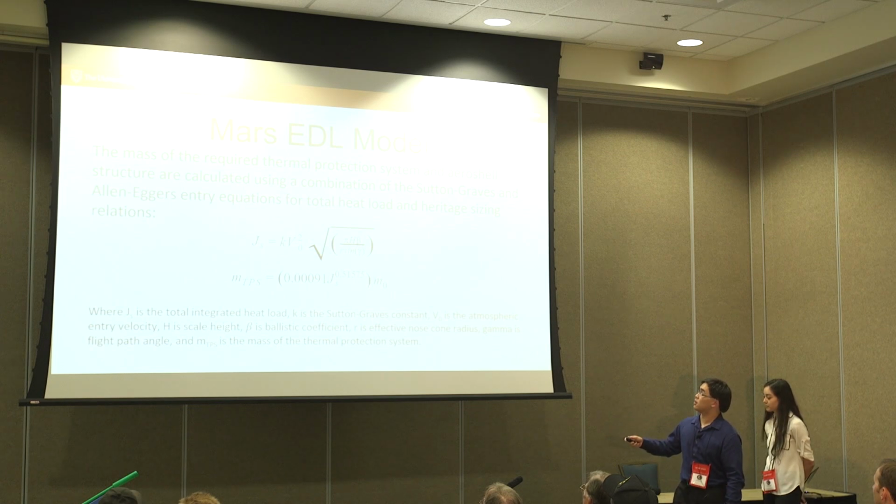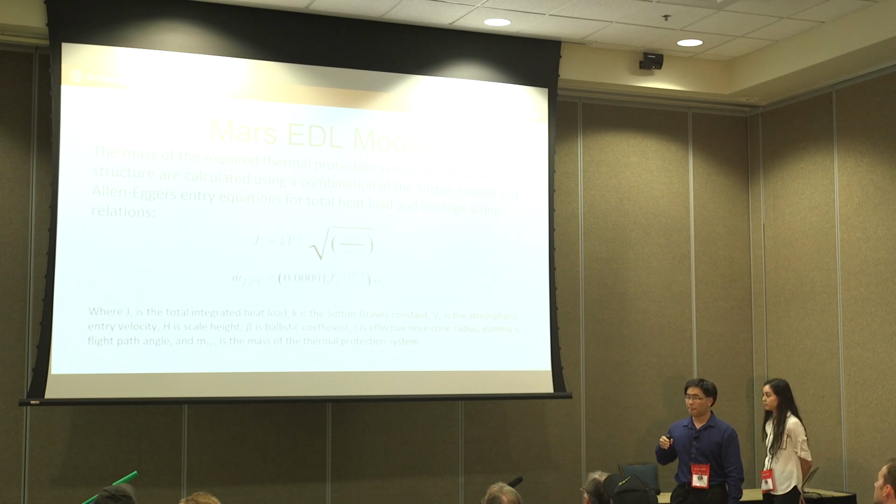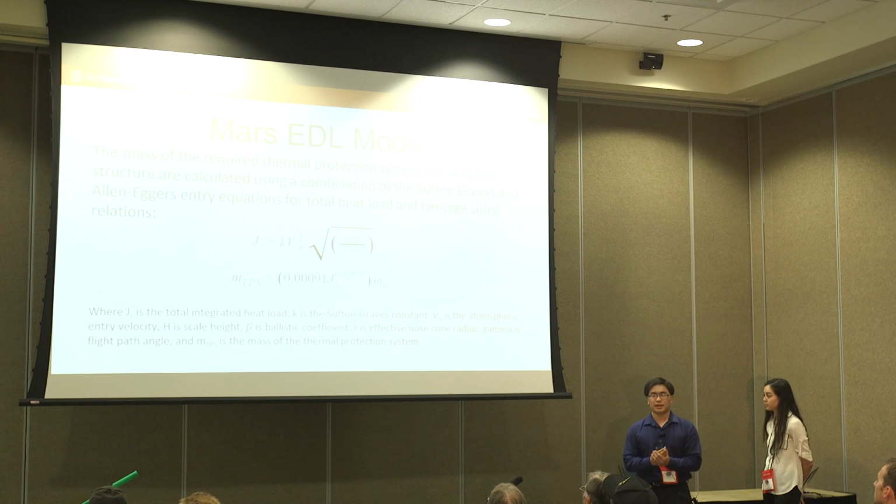From that, we can also calculate the max thermal loading and the thermal profile of our entry vehicle throughout the reentry process, and that gives us the mass we need for the thermal coating. This will give us a relationship between the entry mass and landed mass, which is the main thing that we needed.